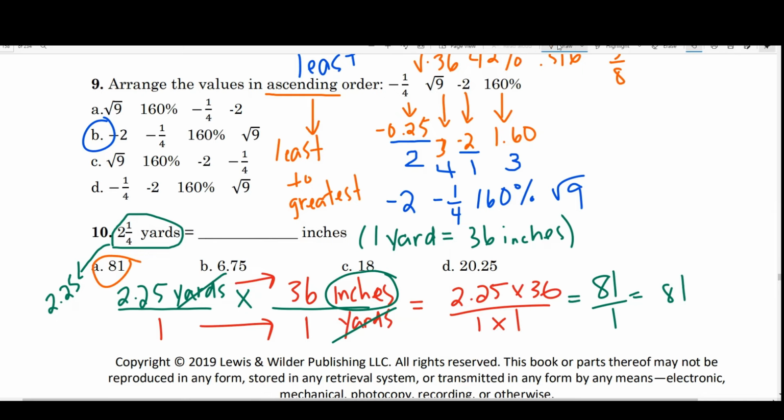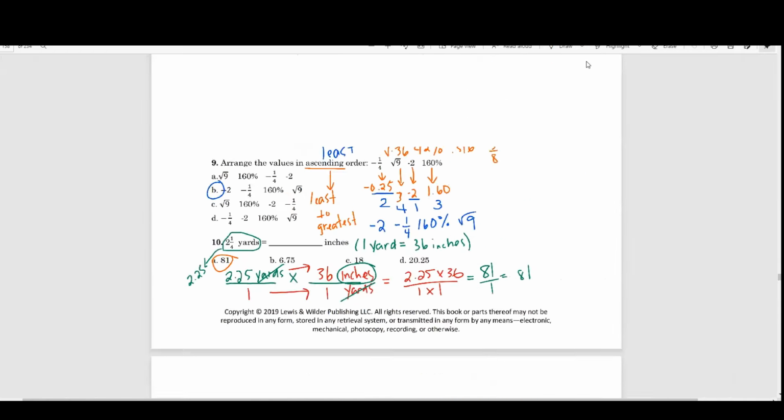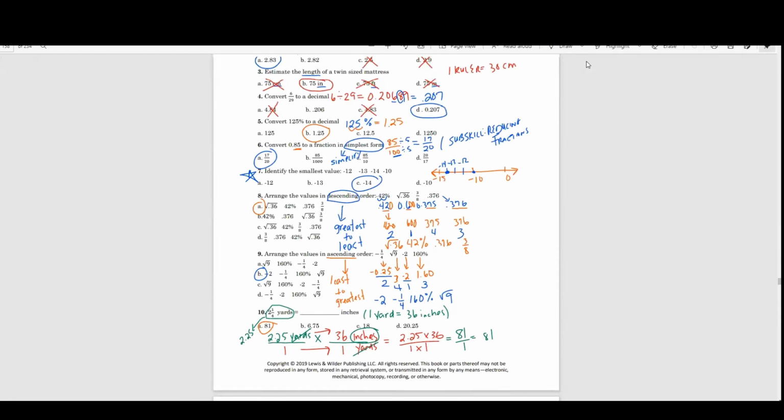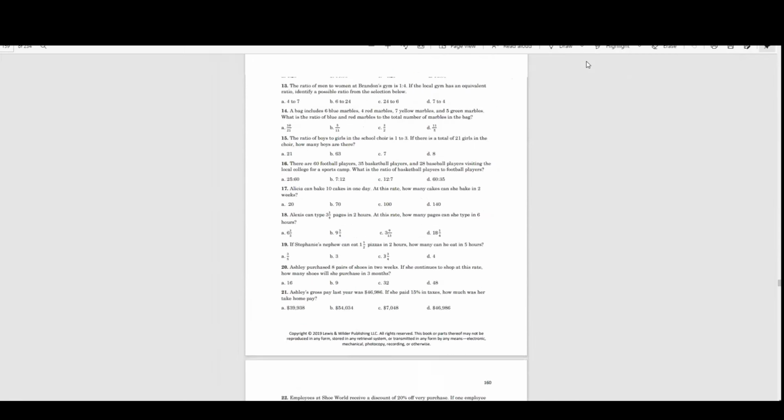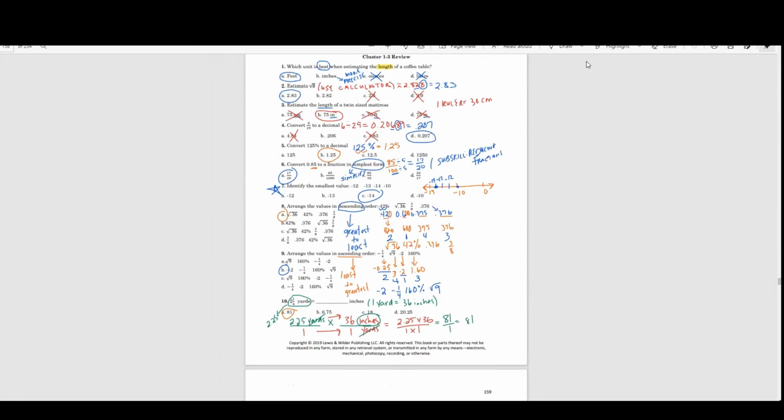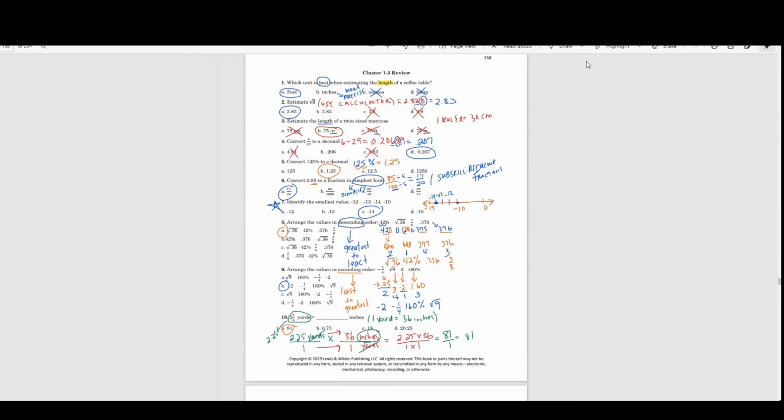All right, so we made it through the first page. So what do you guys think? What do you guys think about this so far? Do you have any questions?